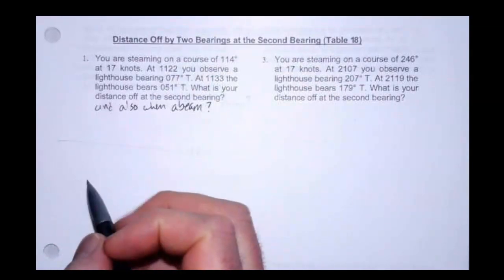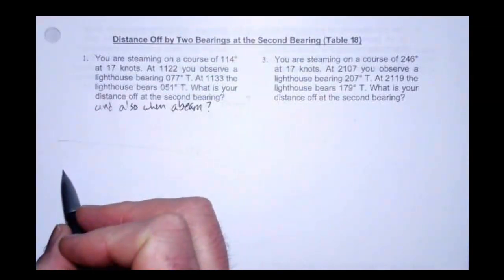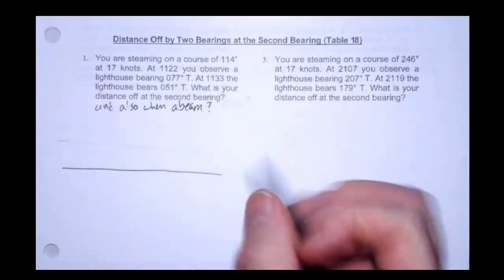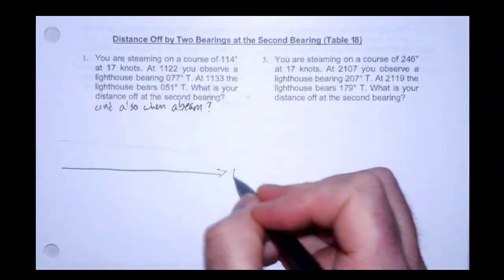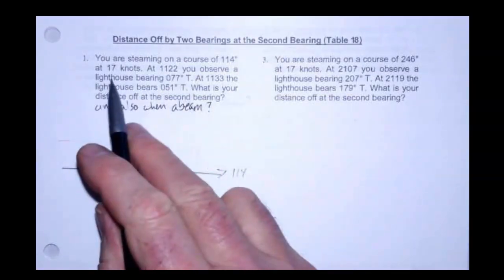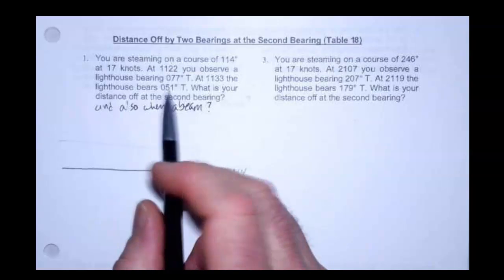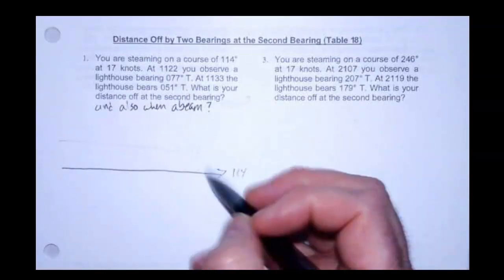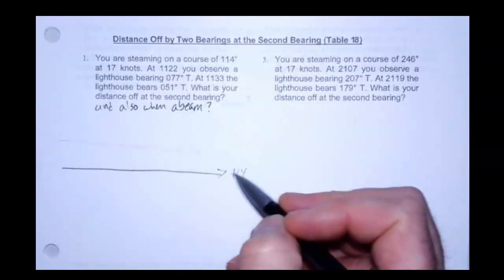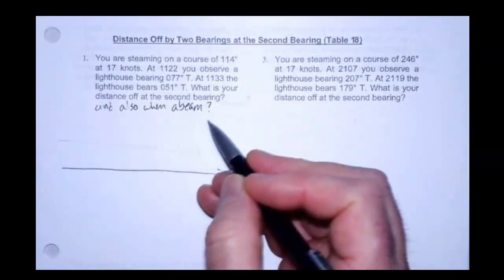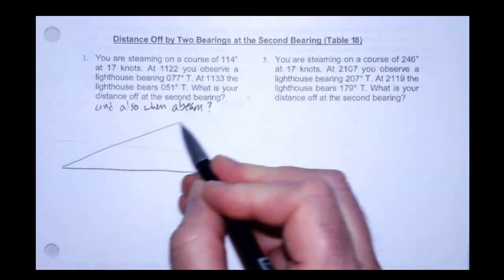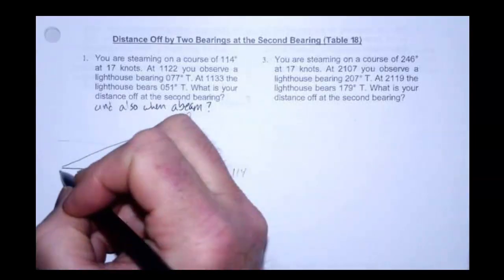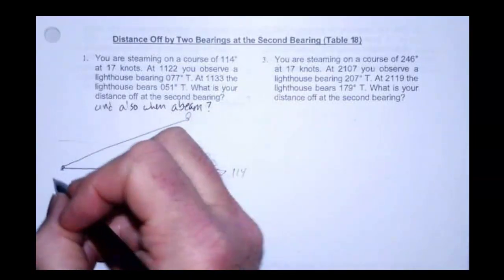Okay, so let's start off by first drawing a diagram. This line here represents my course, which is we're steaming 114, and we're making 17 knots. That's good, I'll need that in a minute. At 11:22, you observe a lighthouse bearing 077. So if this is 114, that's 90, so 077 is going to be up something like this. That's the light. This time was 11:22.